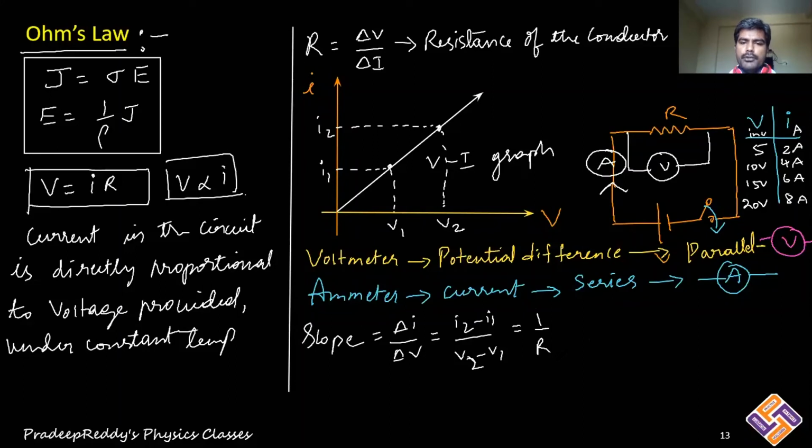Therefore, you need to remember that the slope of the VI graph gives the reciprocal of resistance.